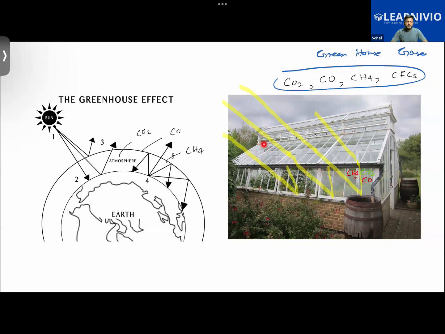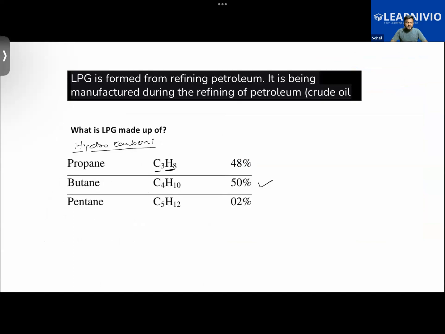Similar to the glass roof of this house, there are some gases like carbon dioxide, carbon monoxide, methane, or chlorofluorocarbon gases. They act just like this glass roof. Imagine them to be glass roofs covering our earth, and they are trapping the heat from the sun's rays, thereby increasing the temperature of the earth's atmosphere and that of the surface of the earth, the temperature of land and water also. That is called the greenhouse effect. Got this? There we stopped its usage.